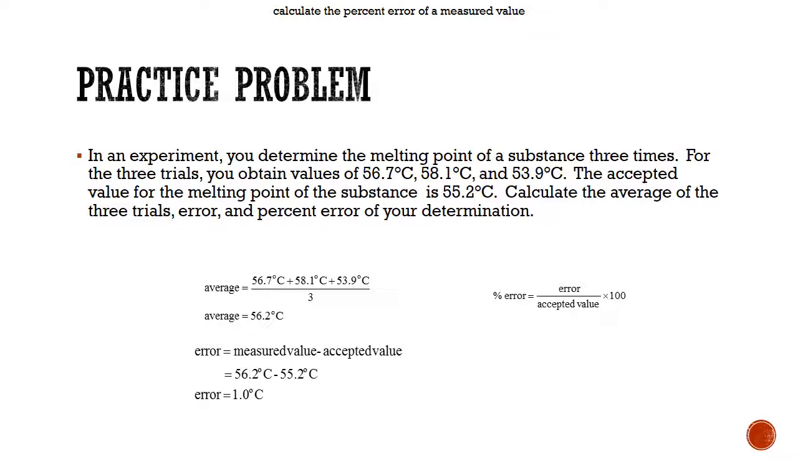We will now calculate our percent error by dividing the error by the accepted value. So 1.0 degrees Celsius divided by 55.2 degrees Celsius, and multiplying by 100 to turn that into percentage, that will give you a percent error of 1.8%.